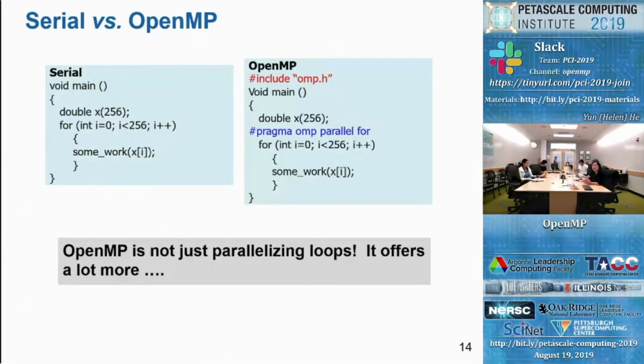Sequential code and OpenMP code differ by a few extra lines. Usually you include an OpenMP include file and use pragma omp. In this example, it's just a parallel loop, but there are also other directives you can use. This example is about loops, but OpenMP is not just about loops, it offers a lot more.